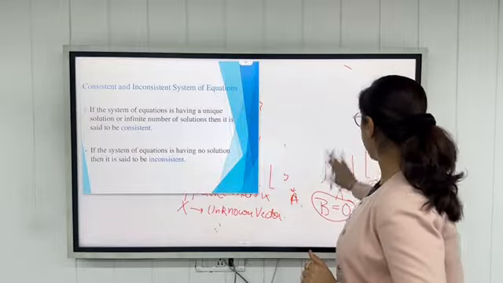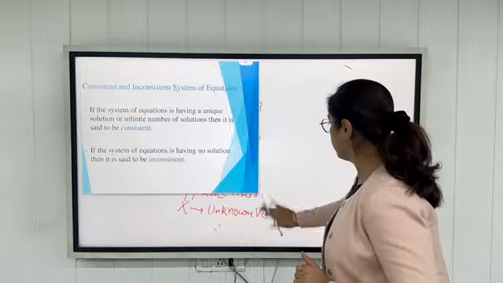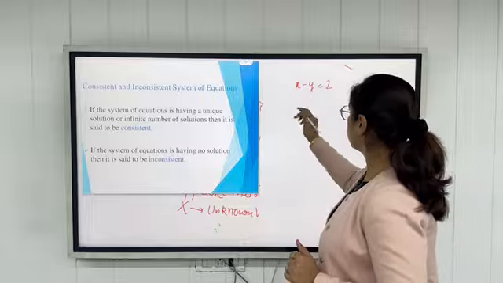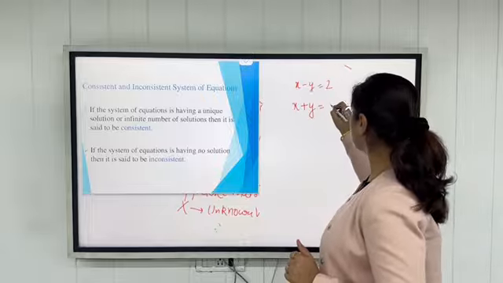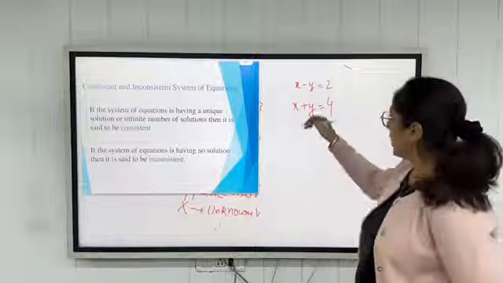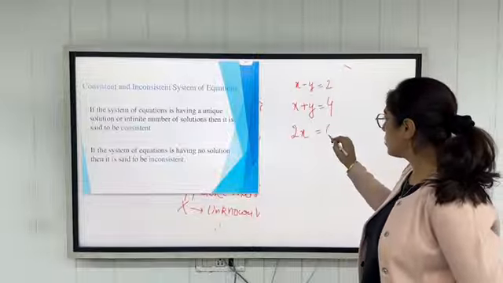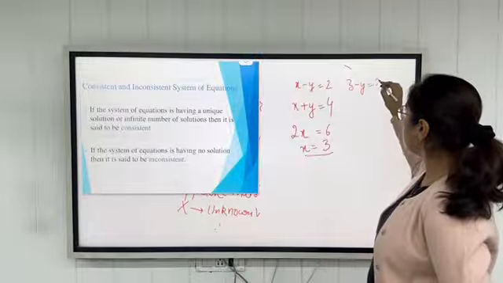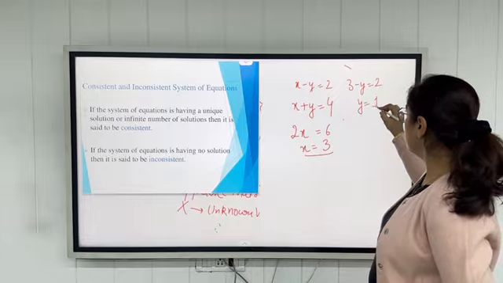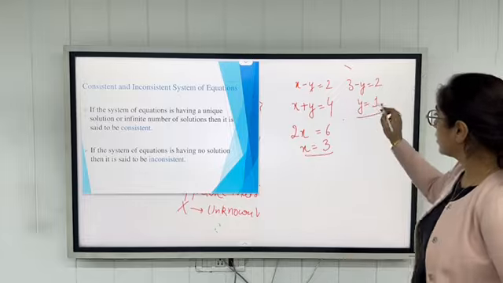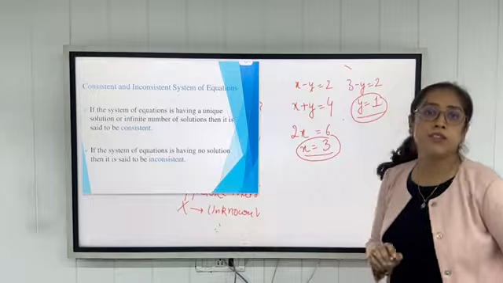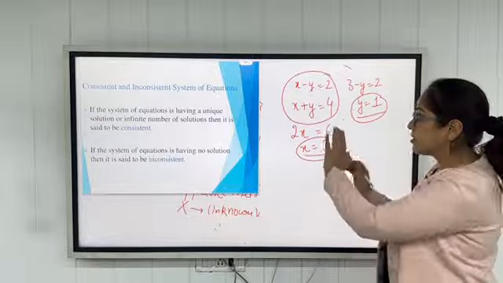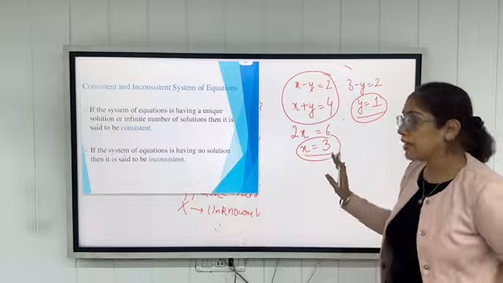What do you mean by consistent and inconsistent? See, if I write x minus y is equal to 2 and x plus y is equal to, let's suppose, 4. If I add both equations, we will get 2x is equal to 6 and x is equal to 3. Similarly, if I put x is equal to 3, 3 minus y is equal to 2, you will get y is equal to 1. So x is equal to 3 and y is equal to 1 is the unique solution of this system of linear equations. So we will say that this system of linear equations is consistent because it has a unique solution.